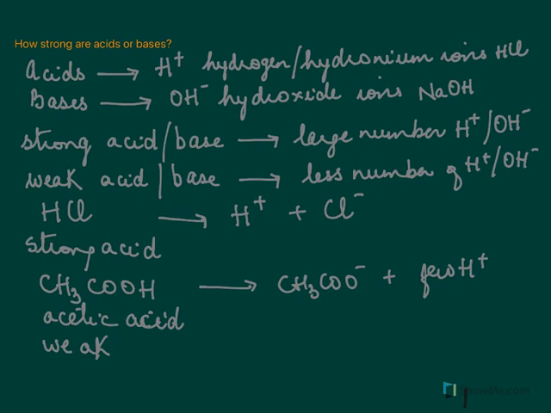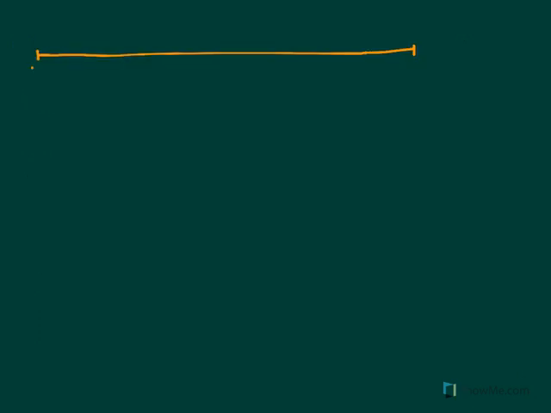So we need a scale to measure how strong an acid is, how weak a base is, or how weak an acid is. To compare acids and bases, we need a scale, and that scale is called the pH scale. This pH scale helps us to measure the strength of an acid or a base. So a pH scale here I have drawn from 0 to 14. Somewhere in the middle will be 7.